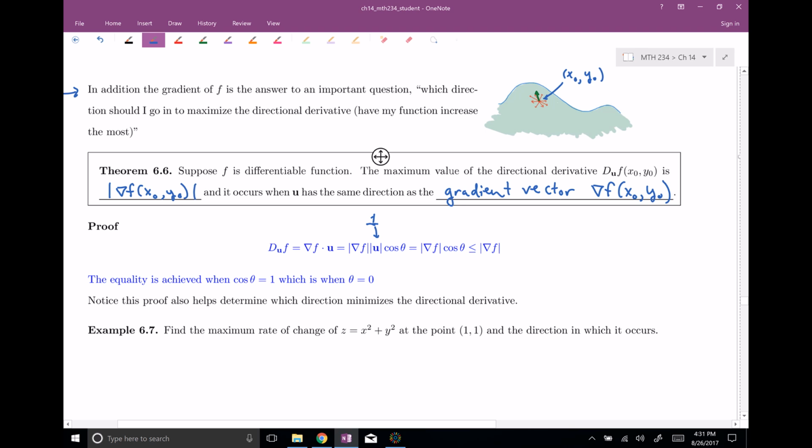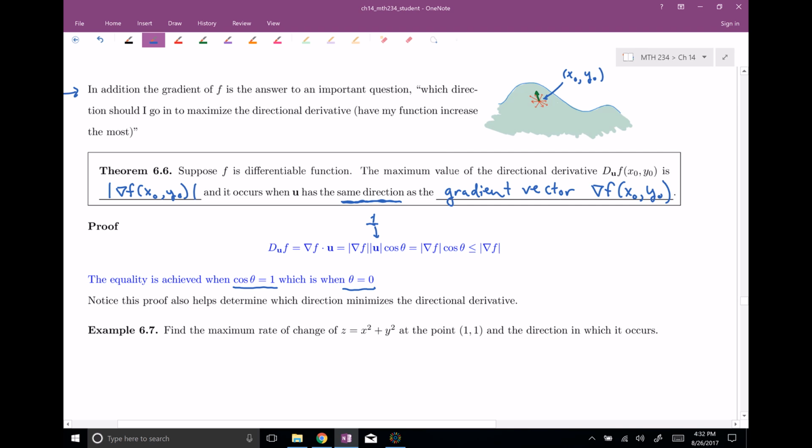The question is, when is that maximum achieved? When is that cosine equal to 1? What direction should we choose where this cosine value is maximized? Cosine of theta is equal to 1 when theta equals 0. So what angle should u be away from this gradient? It should be angle 0. It should be in the same direction. Theta equaling 0 would be in the same direction as the gradient vector.